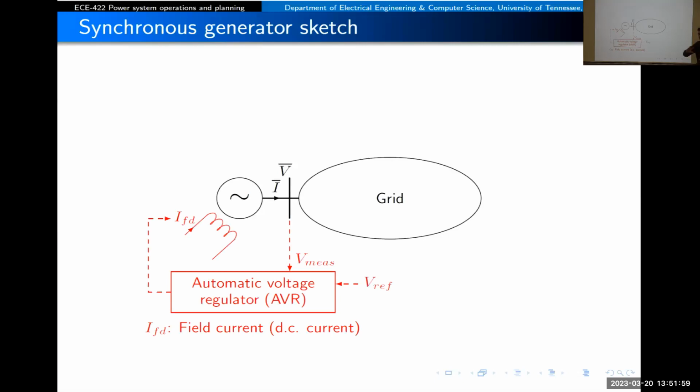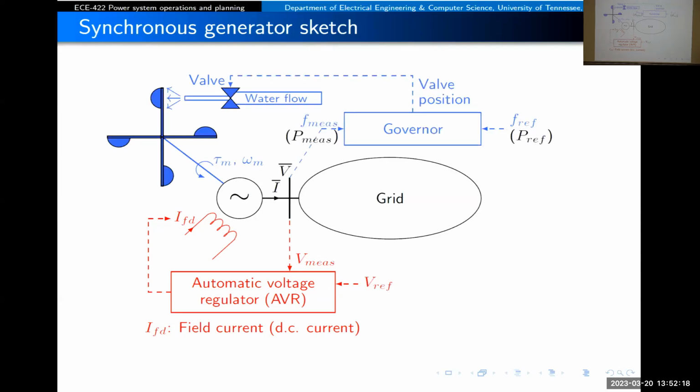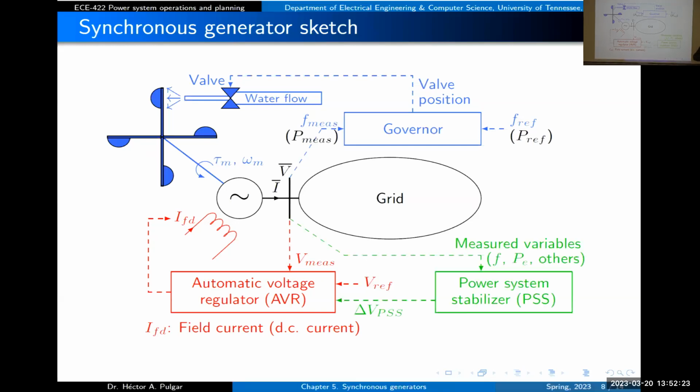So we will have the basic equation for the motion of the generator. But on top of that, we will have controllers. We are not talking about controllers yet, but we will soon. One of the controllers is the automatic voltage regulator. But also we will have a governor that will control the frequency. And also we will have a power system stabilizer that will help with oscillations in the machine.